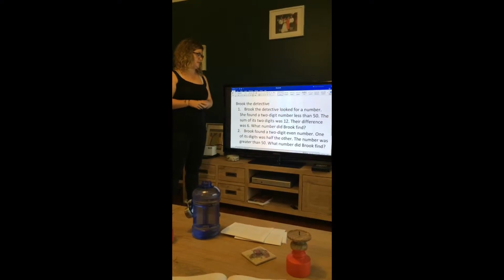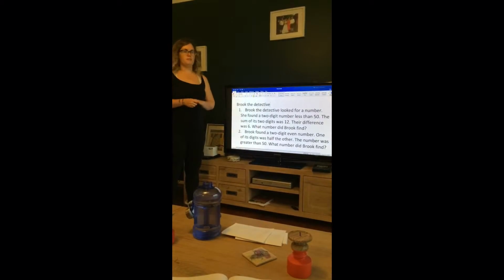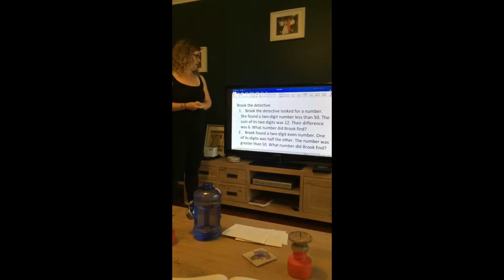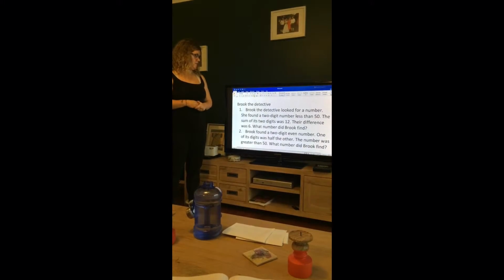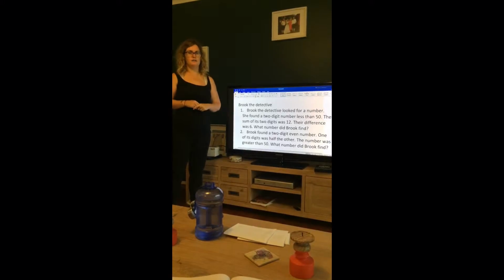Firstly, Brooke is a detective and she's looking for a number. She found a 2-digit number less than 50. The sum of its 2 digits was 12. The difference was 6. What number did Brooke find? And secondly, Brooke found a 2-digit even number. One of its digits was half the other. The number was greater than 50. What number did she find?